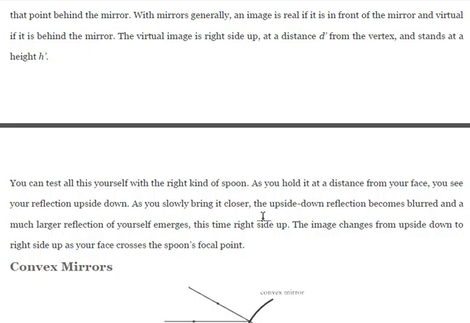So once you pass that certain point, you'll see a much larger reflection, so it kind of blows up on your nose. But now you're right side up, whereas before you were upside down. So the image changes from upside down, tiny you, to right side up, giant you, as soon as your face has crossed the focal point.